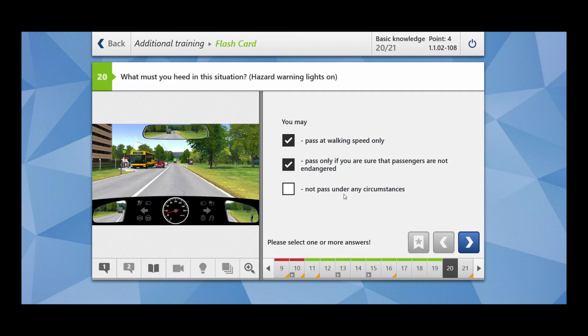This is also correct. I may not pass under any circumstances. This is incorrect. You may pass, but you have to pass with the walking speed. And also, you have to be sure that no passengers are endangered. In case you're causing any kind of danger to the passenger, then you should stop and wait.